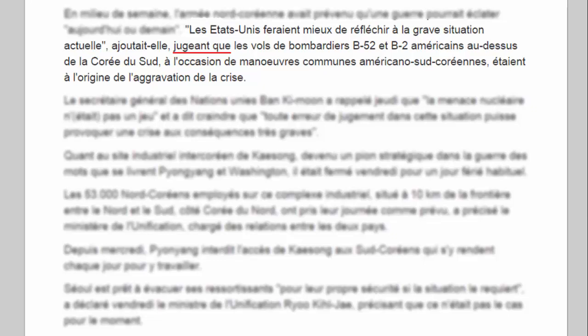The United States would be best to really think about the serious situation at the moment. She added, I can't remember who the elle refers to here. I have a feeling it's more of an institution than a person, but again, that's not important. Judging that the flights of B-52 and B-2 bombers above South Korea during common maneuvers between the Americans and the South Koreans were at the origin, or were the cause, of the aggravation of the crisis. So again, this jugeant que translates quite nicely to judging that, and again, it's saying one thing and doing something else at the same time.